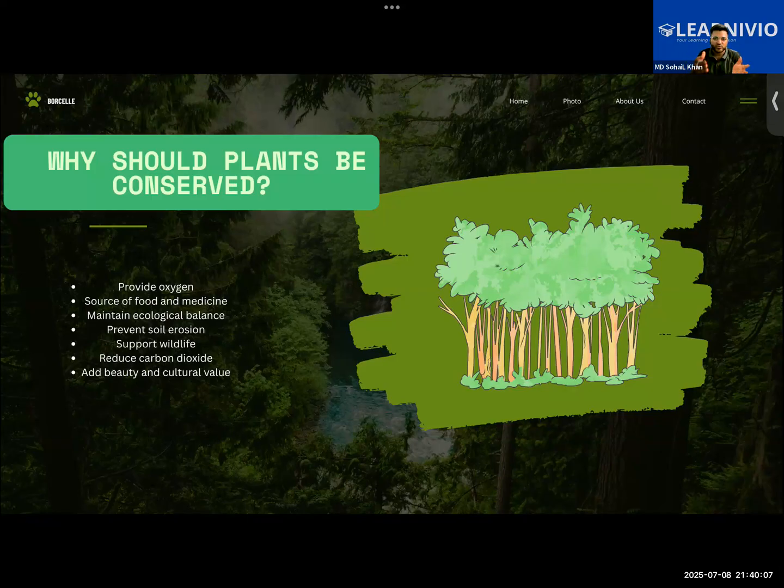Then they are a source of food and medicine. Not only are we getting edible things from plants, but also herbal medicines. We are also getting latex, etc. Further, they maintain ecological balance. So we need to understand the meaning of the word ecology here.